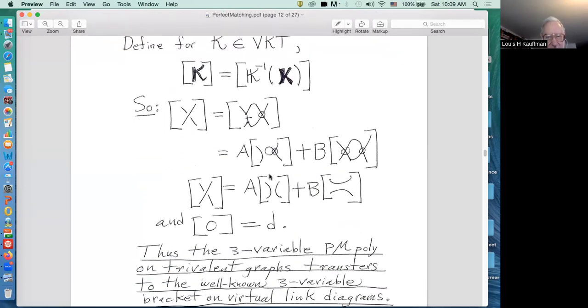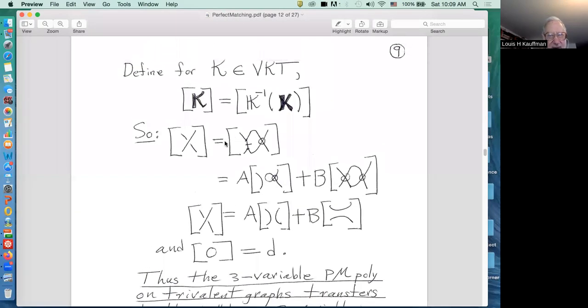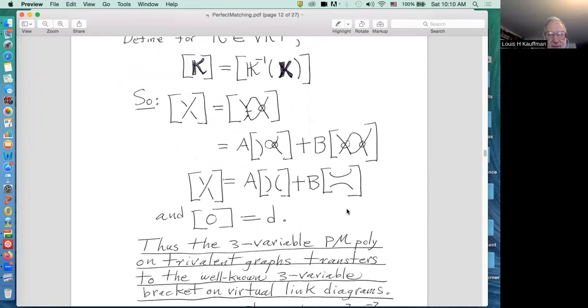So now look at what happened here. If I associate this to this, then let's just walk from knot theory into graph theory and back. I take a knot theoretic crossing. It's equal to this graphical crossing by my association, by definition. And then this expands to A times this and B times this. And now the virtual crossings go away and you see you have the bracket. And the value of the loop is D.